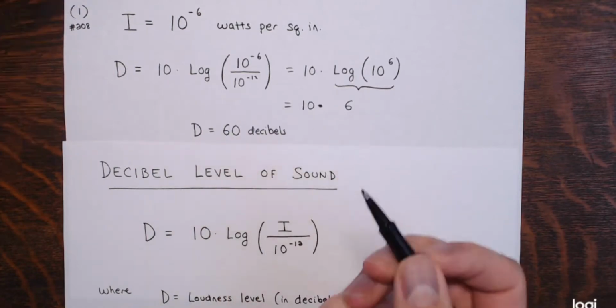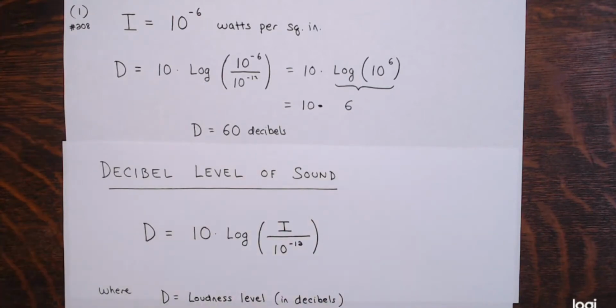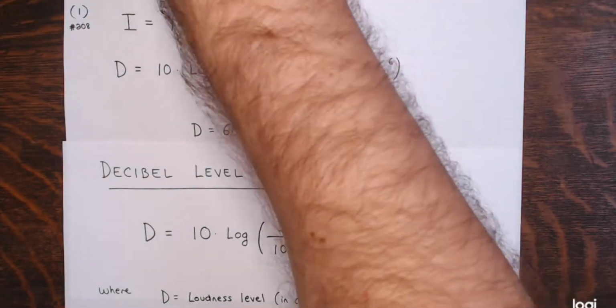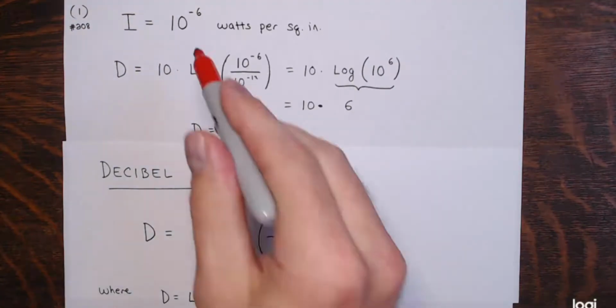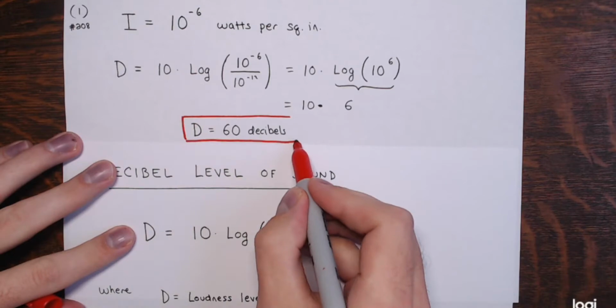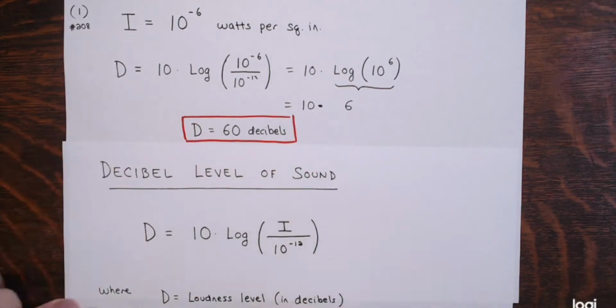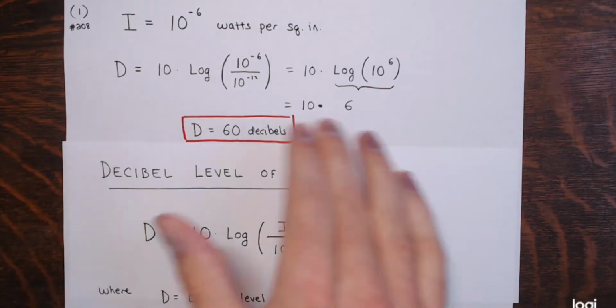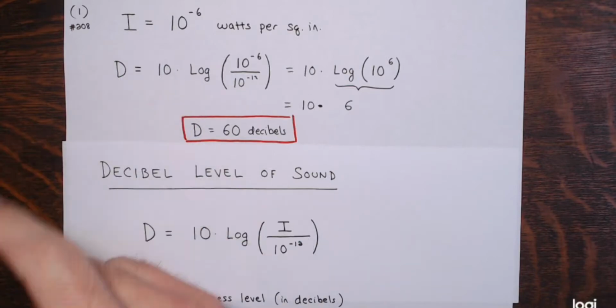And that's all they want. That's the decibel level of normal conversation with an intensity of 10 to the negative 6 watts per square inch. And there you go. That's the decibel level of normal conversation, if you want to write that out with that intensity.